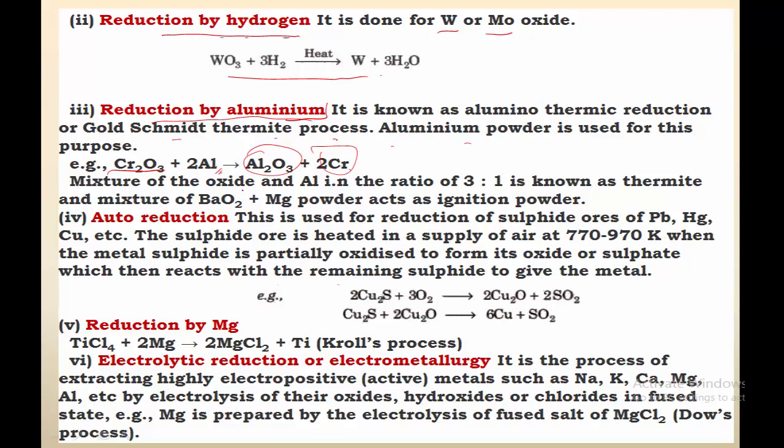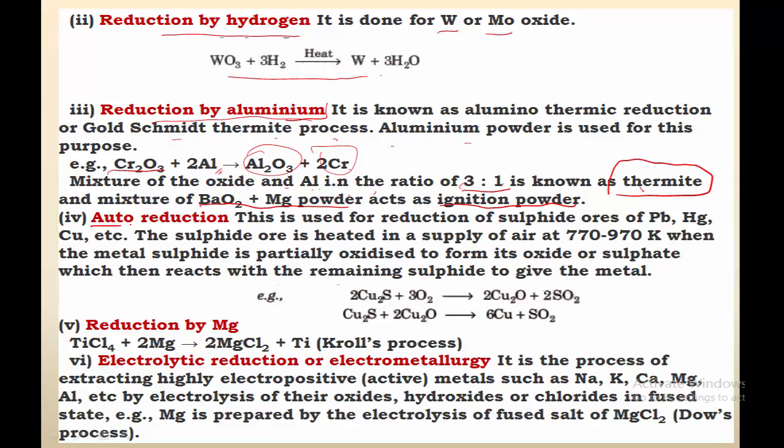Remember, the mixture of oxide and aluminium in the ratio 3:1 is known as thermite. Okay, remember, very important. Thermite means the mixture of oxide and aluminium in a 3:1 ratio. And a mixture of barium oxide and Mg powder acts as ignition powder. Okay, so these are very important, remember this.